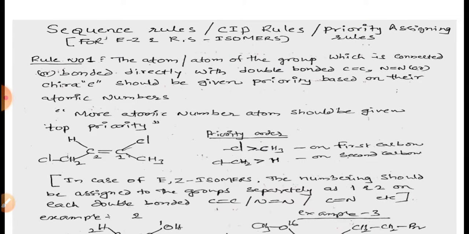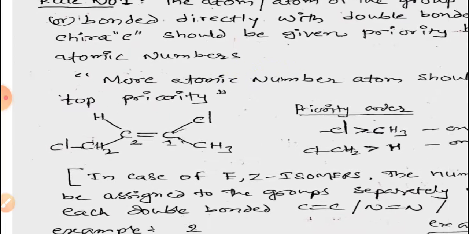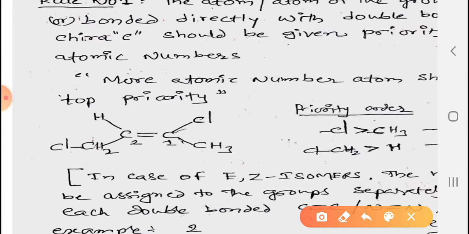The atom or atom of the group which is connected or bonded directly to the double bonded C=C or N=N, or chiral compounds, whatever it may be, the priority will be based on the atomic numbers. That is, atoms with higher atomic number should be given top priority. Example given here. In this example, we have four different groups, 1, 2, 3, 4. None is the same, none is common.